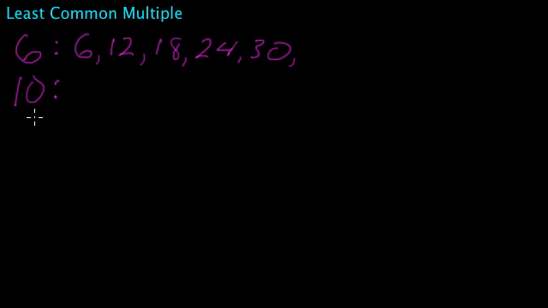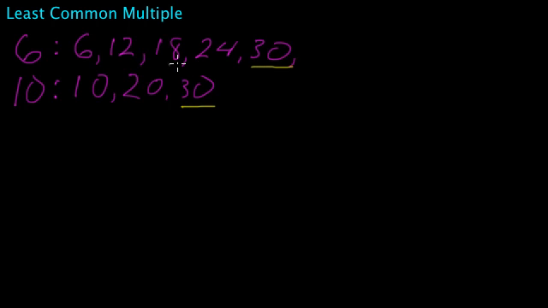For the number 10, the first multiple, 1 times 10, is 10. The second multiple, 2 times 10, is 20. The third multiple, 3 times 10, is 30. I can see from this that I have a common multiple of 30.